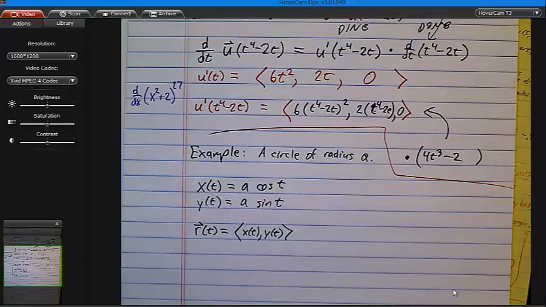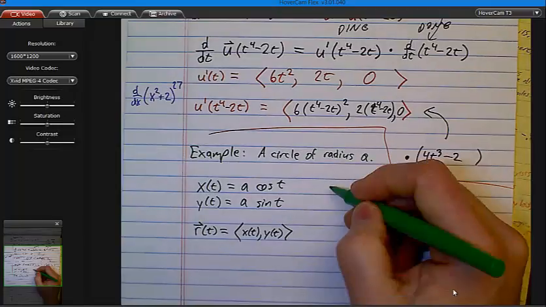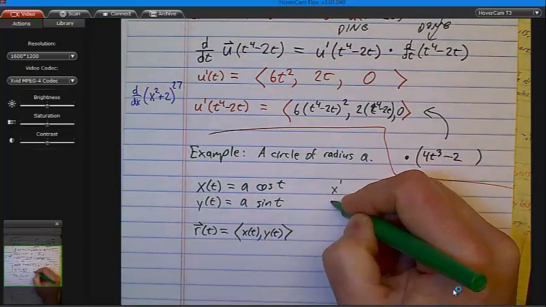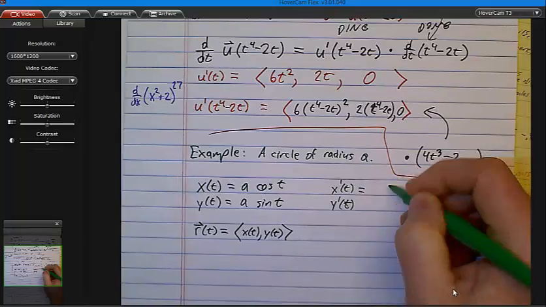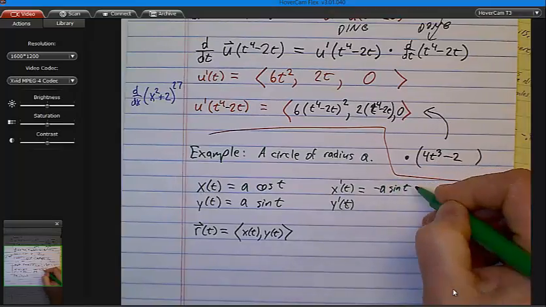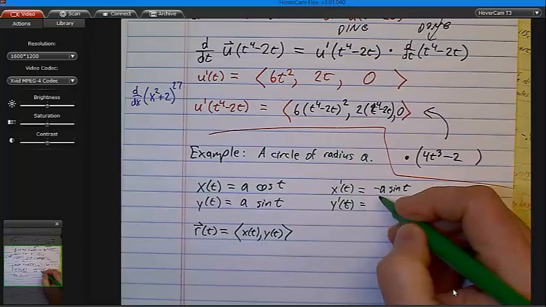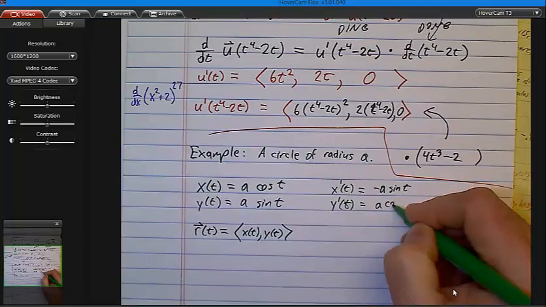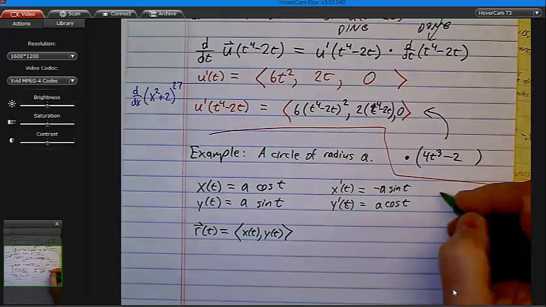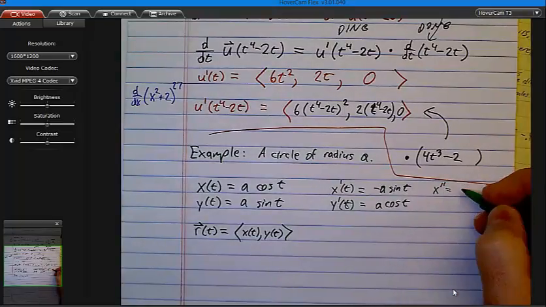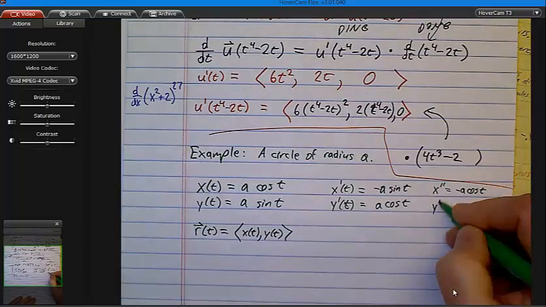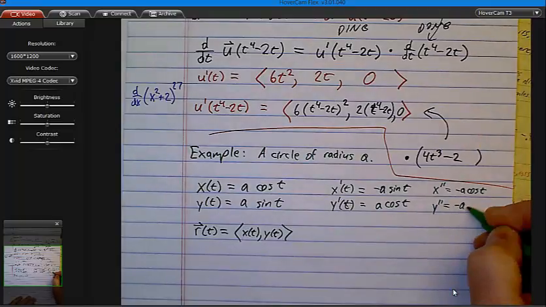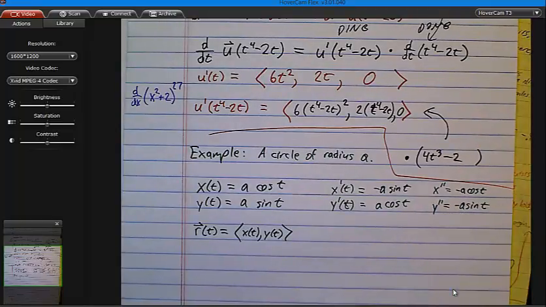And then you guys know what to do. At this point you know how to take derivatives. If I want to compute r prime, what I'm really interested in is just x prime and y prime. That would be negative a sine of t, and a cosine t. Then x double prime would be negative a cosine t, and y double prime would be negative a sine of t, right?